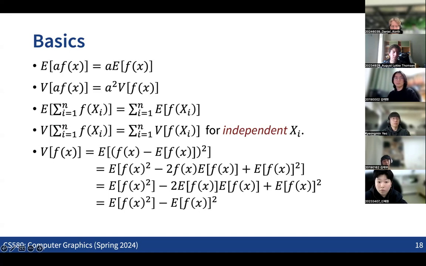The answer is that we need to add the covariance term, right? When all the random variables are independent of each other, the covariance becomes zero, so we don't need to add it. Otherwise, we need to include a covariance term. And from these definitions and properties of the expected value and variance, we can also derive that the variance of the function equals the expected value of the squared function minus the squared expected value of the function.